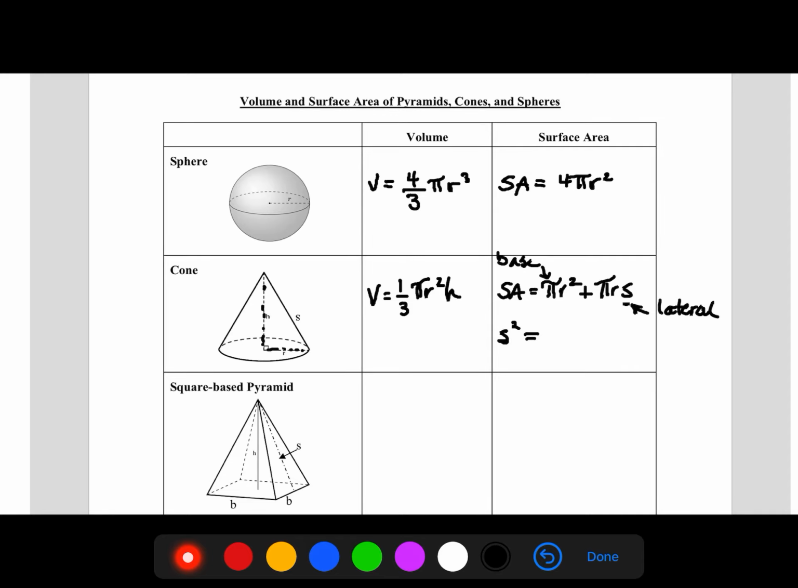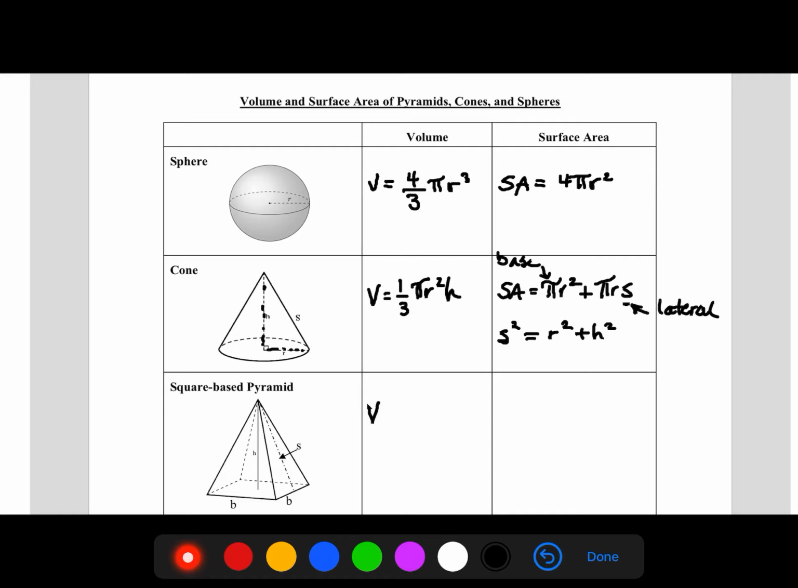Now, we're not always going to be given our slant height, but we notice that our height and our radius of our cone create a 90-degree triangle. So we can calculate the slant by using the Pythagorean theorem. C is our slant, that's the hypotenuse of our right-angled triangle. So slant squared is equal to r squared plus h squared. And we can calculate that slant, or vice versa, we can calculate our height if we know the slant.